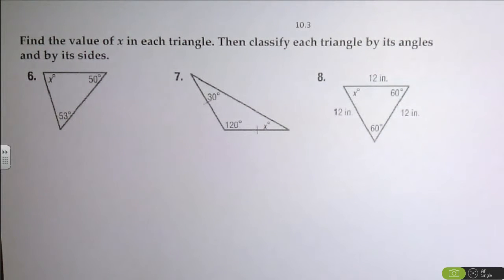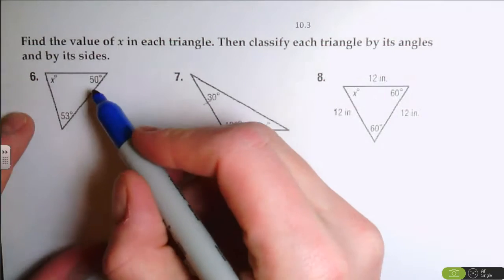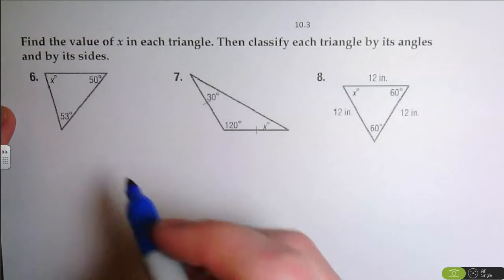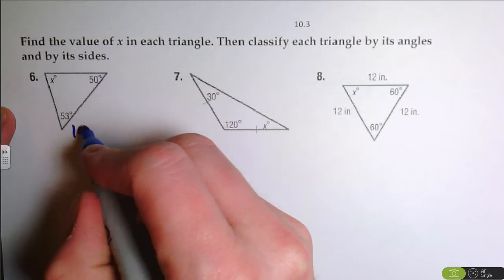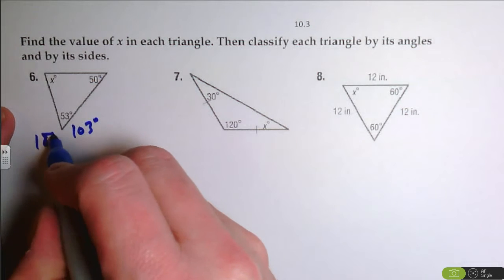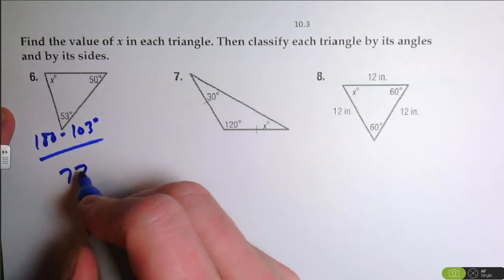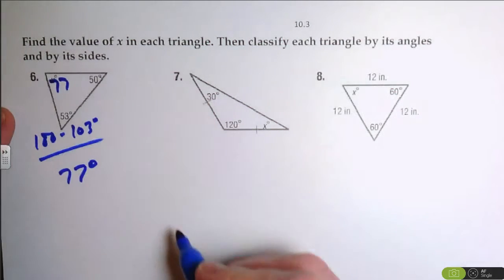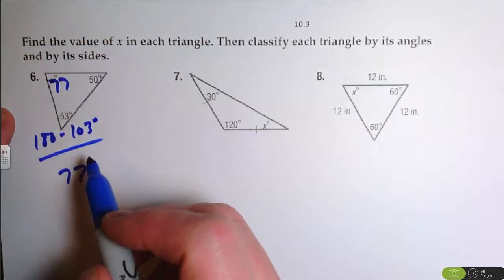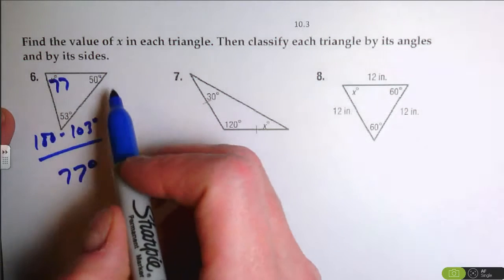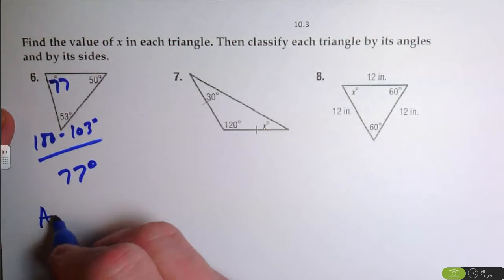Okay, the key to remember, though, is that in any triangle, all the angles add up to 180. So right now, 50 plus 53 gives us 103 degrees. So subtract that 103 from 180, that gives us 77 degrees. So x is 77 on 6. And then all three of those angles are less than 90, so that's acute.